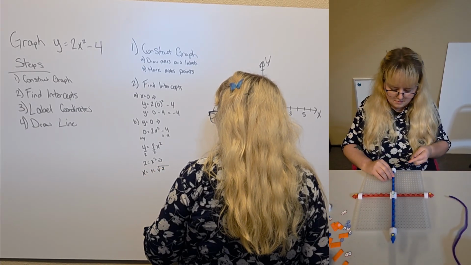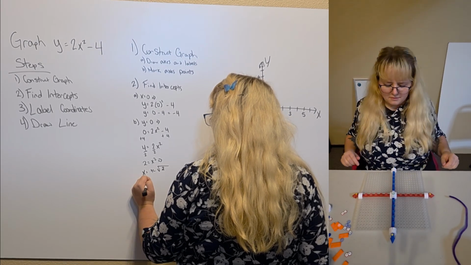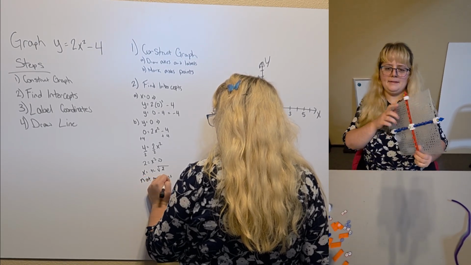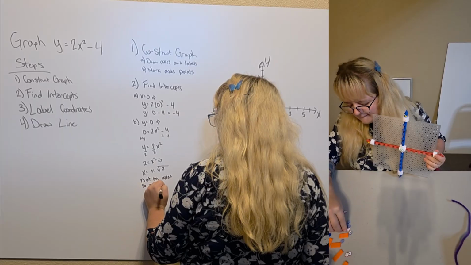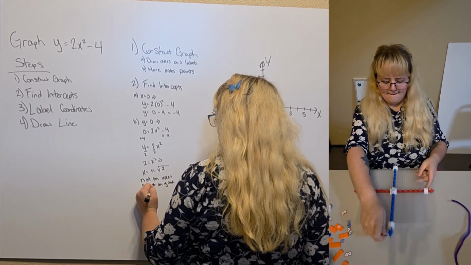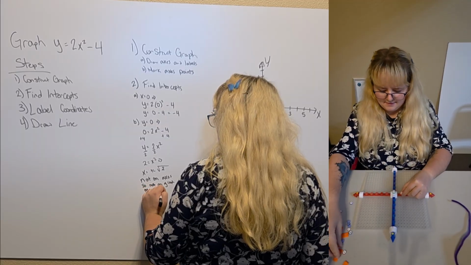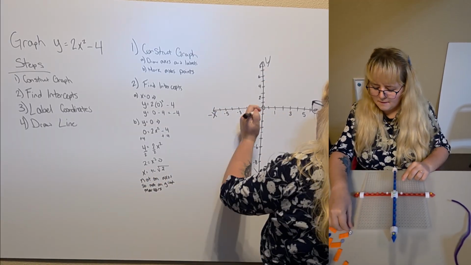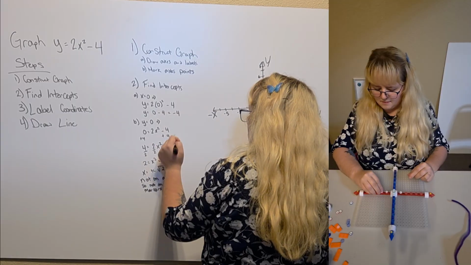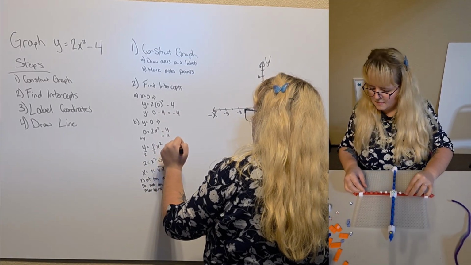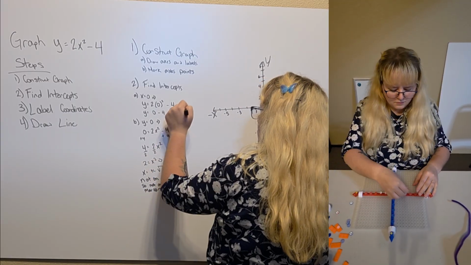We'll also want to find the y-intercept, and that's when x equals 0. In this case, there's only 1, and when x equals 0, we just plug in 0 for x. We get y equals 2 times 0 to the power of 2 minus 4. Anything times 0 is 0, so we can cross off that first term, and we know that y equals negative 4 when x equals 0.